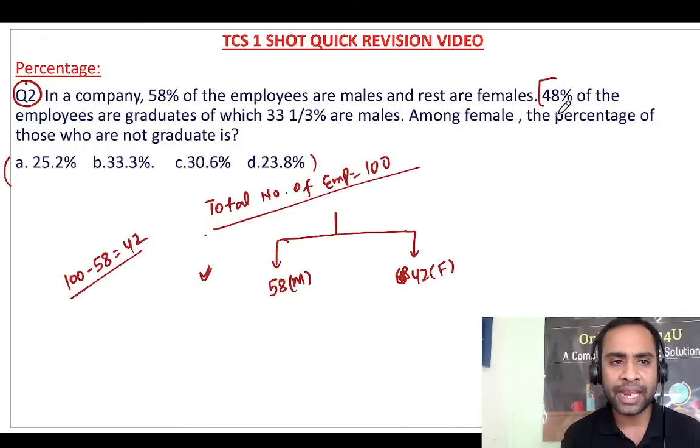Now 48% of the employee. So 48%. So let me just give a minute. So I'll remove one person from here. Is disturbing. Okay, so hide user from this channel.